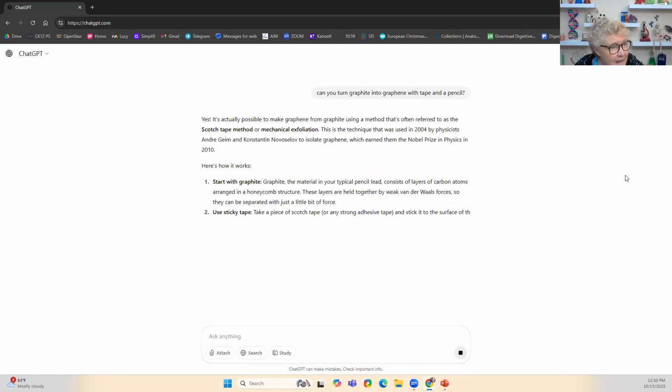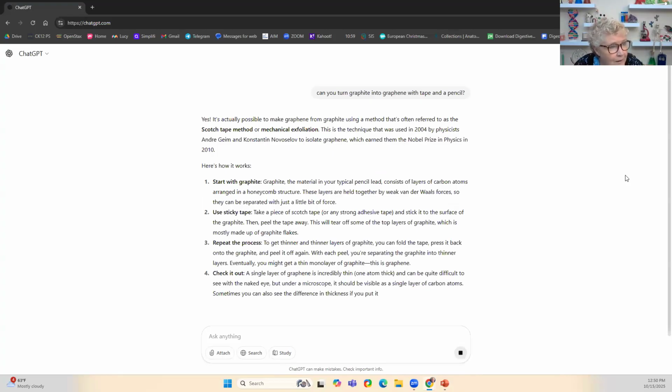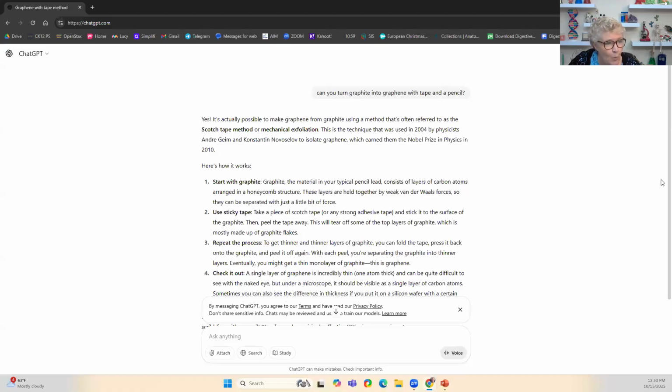Yeah, so the technique was used in 2004 to isolate graphene. So here's what you do. You take your piece of tape, stick it to the surface of the graphite, then peel the tape away. This will tear off some of the top layers of graphite, which is mostly made of graphite flakes. To get thinner and thinner layers of graphite, you fold the tape, press it back onto the graphite, and peel it off again. With each peel, you're separating the graphite into thinner layers. Eventually, you might get a thin monolayer of graphite. That means just one layer of molecules.